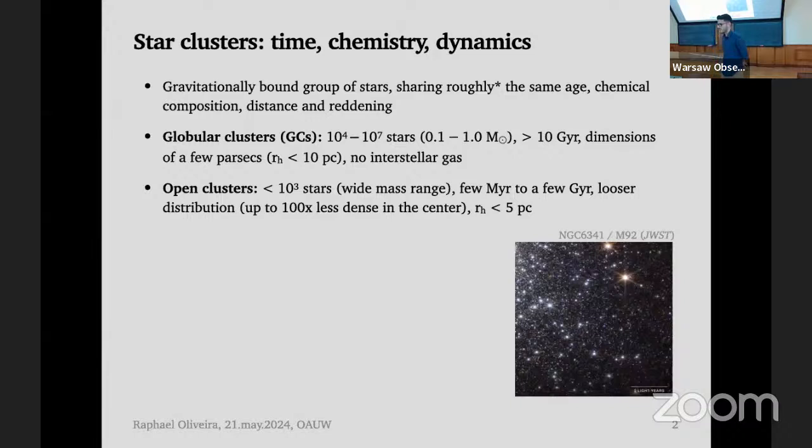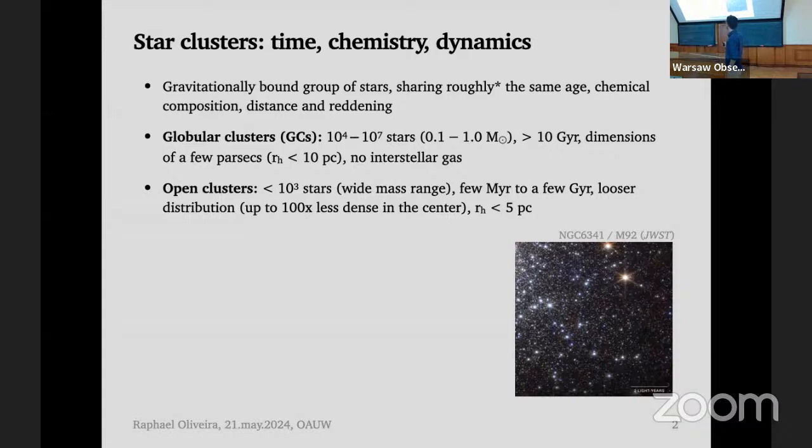The star clusters share roughly the same age, chemical composition, distance, and reddening. But for these 4 parameters, it's not quite true. For the age and chemical composition, we can have multiple populations, so this is an exception. For distances, we can have tidal tails, where the cluster stars can have slightly different distances. And for the reddening, we can have differential reddening depending on the region the cluster is located.